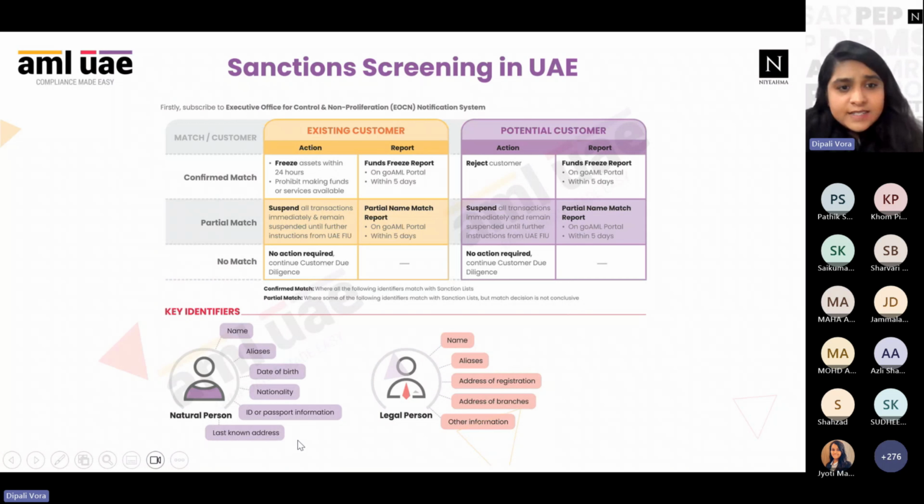When you screen somebody, say XYZ, and the nationality and date of birth are 100% matching, there is a possibility that this is a confirmed match. In such cases, you have to reject the customer, apply freezing measures, and file an FFR, a fund freeze report, on the GoAML portal within 5 days.